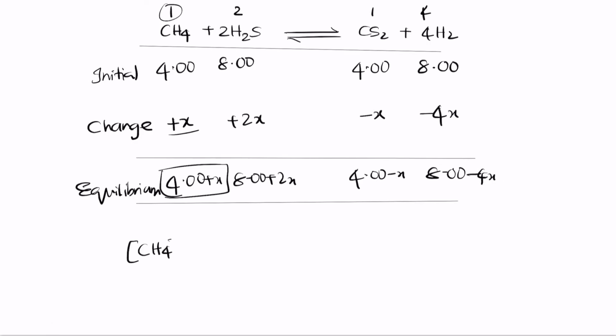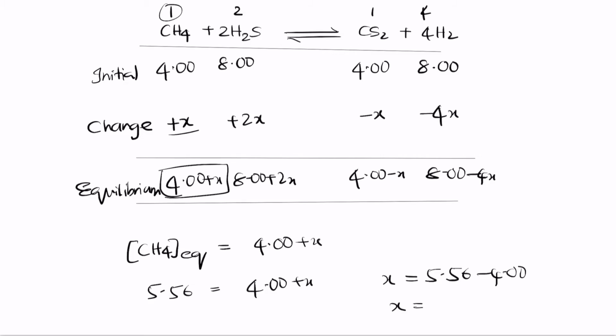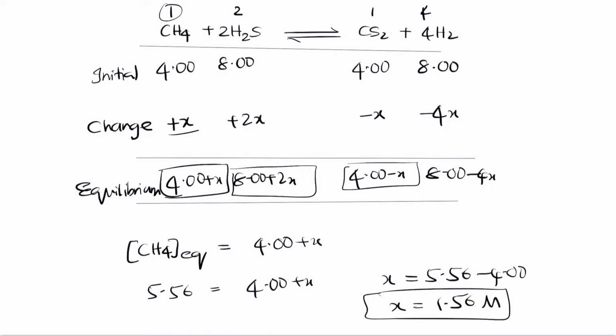The equilibrium concentration of CH4 is given in the problem, which is 5.56 molar. So for the CH4 equilibrium concentration, we have 4 plus x, but the value is given as 5.56, so 5.56 is equal to 4 plus x. So x becomes 5.56 minus 4.00, which is 1.56. From this x value, we can find the H2S concentration, the CS2 concentration, and the H2 concentration. So we found the CH4 concentration at equilibrium as 5.56 molar.